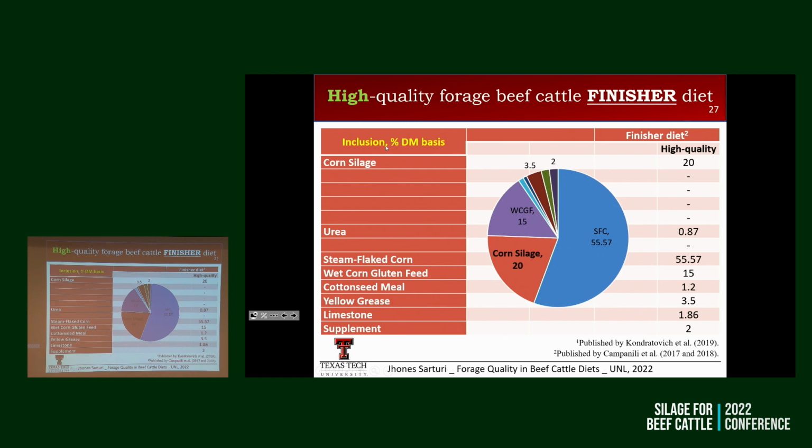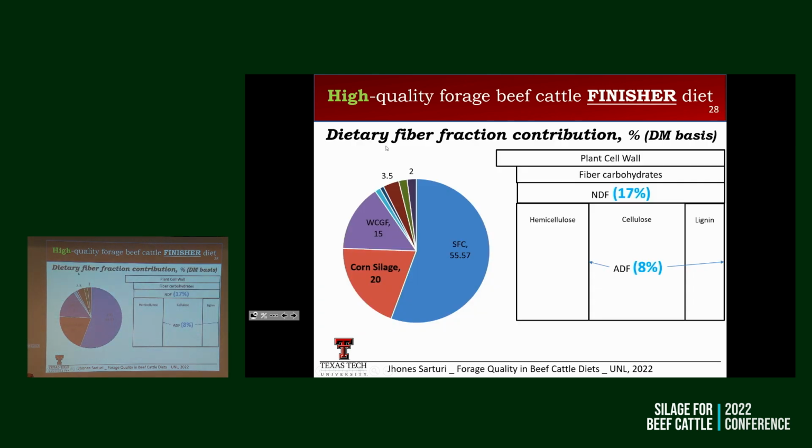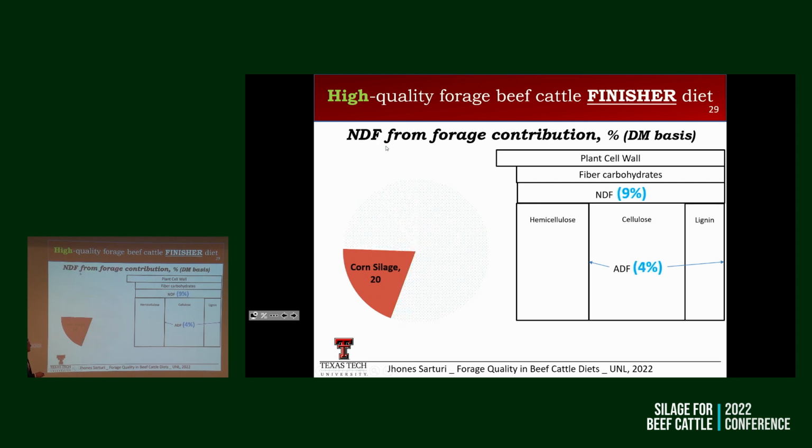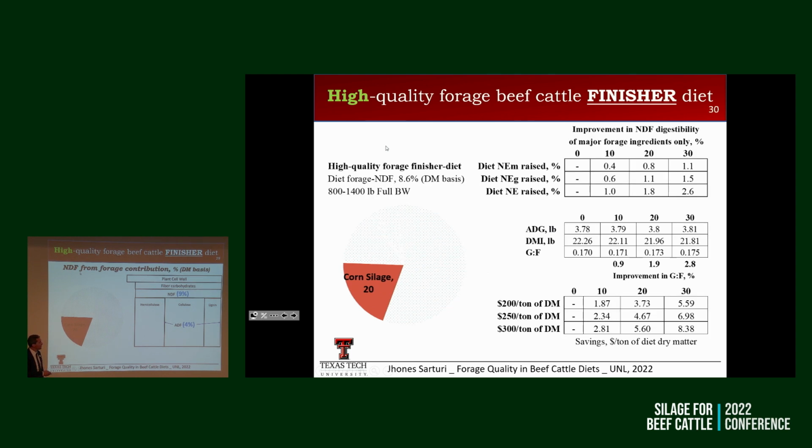High quality, exactly the same scenario. The only difference over here is now it is corn silage, right? Now it's corn silage, which represents less of my overall diet, having about 17% NDF on a dry matter basis. If I look at only the corn silage portion, 9% NDF is coming from this ingredient, from this forage. What happens if I improve it 10, 20, or 30%?